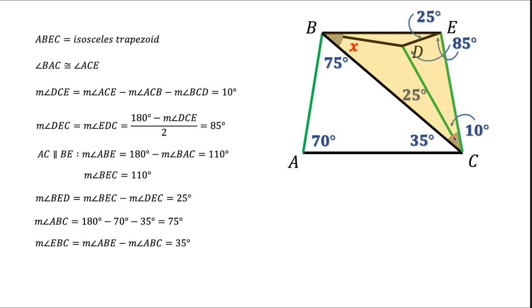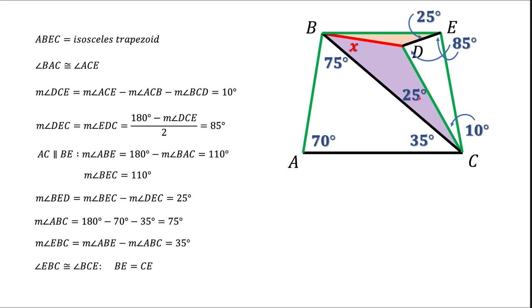Now let's look at this green triangle BEC. We have 2 congruent angles in this triangle. Therefore, this is an isosceles triangle. And that means that BE equals CE, and that means that BE should be a green line.